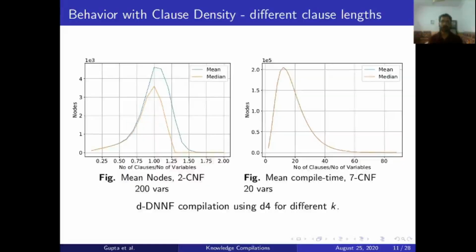Now if you look at the behavior with changing clause densities, you can see that even though the peak clause density for phase transition behavior has changed, the overall pattern of sudden increase in the hardness or compile time remains the same.